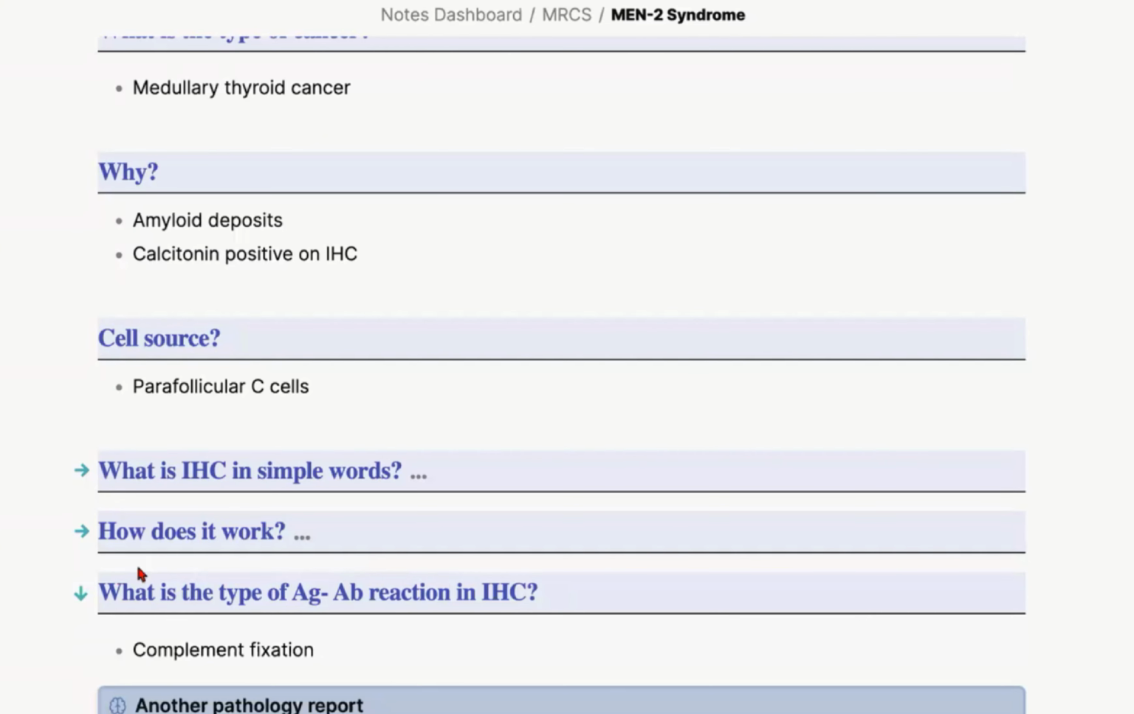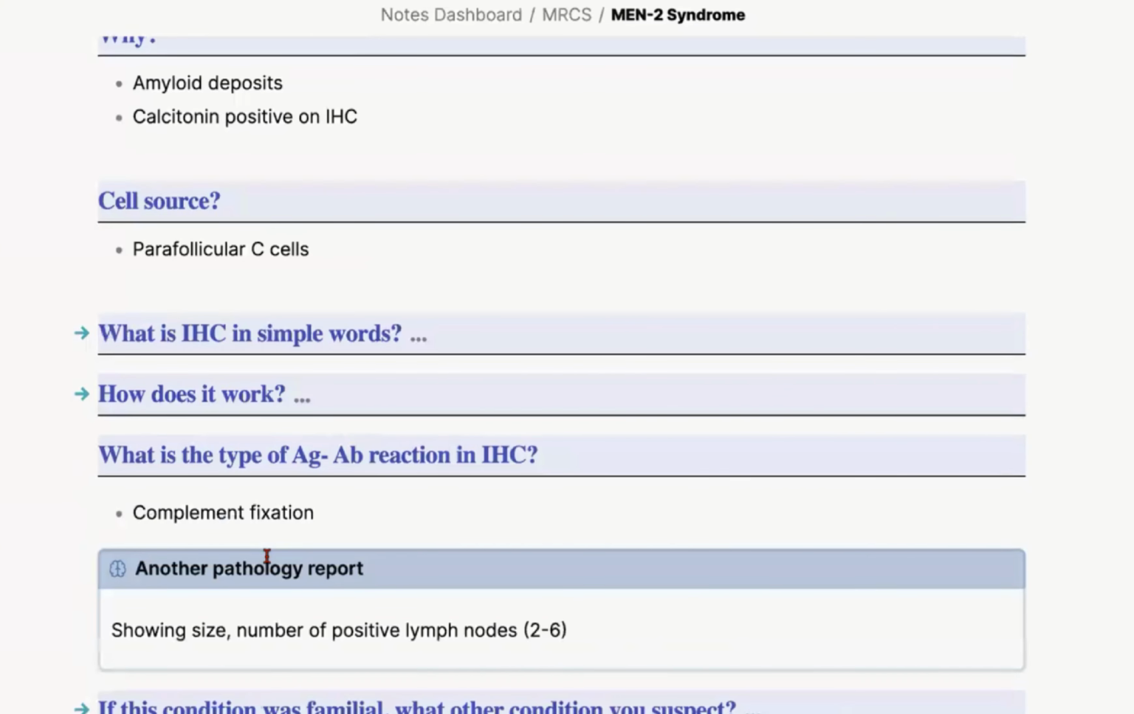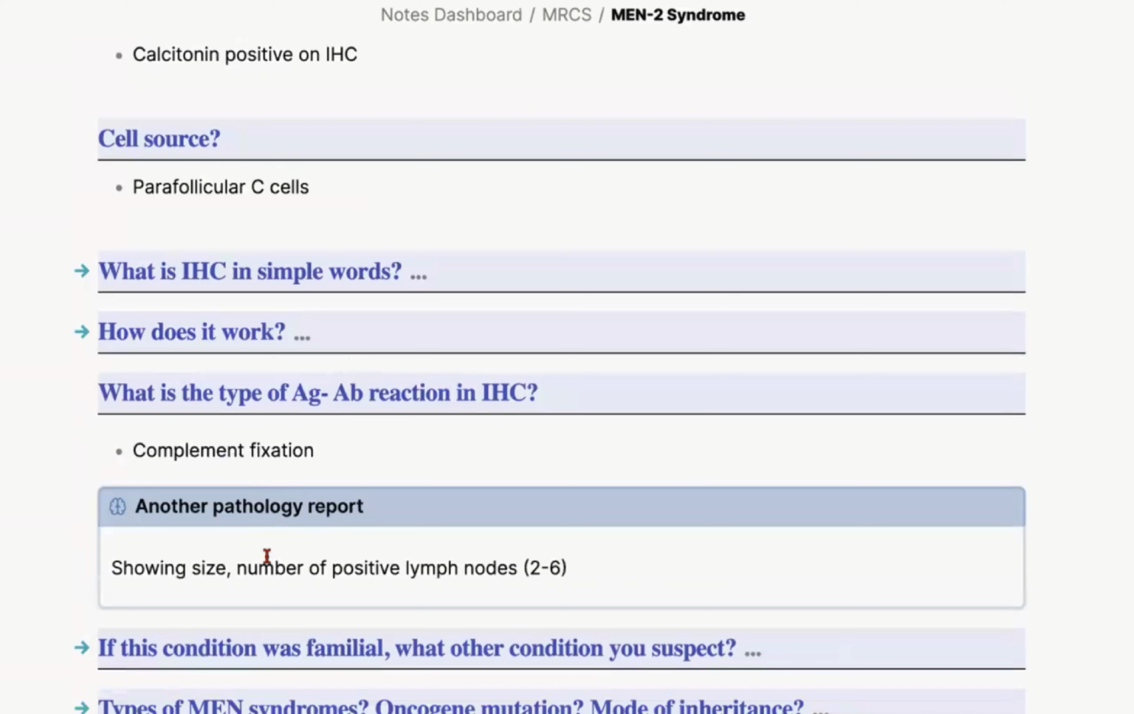If this condition is familial, what other conditions can you think of? So another condition I can think of in this case would be pheochromocytoma. Sorry, I'm not quite sure about this.